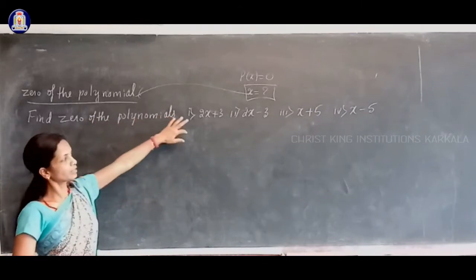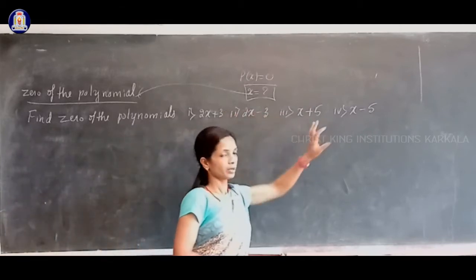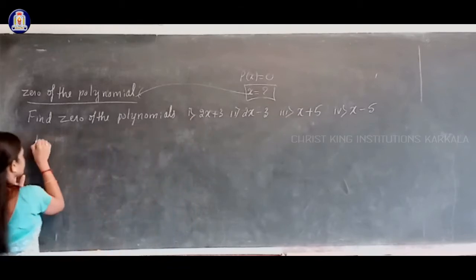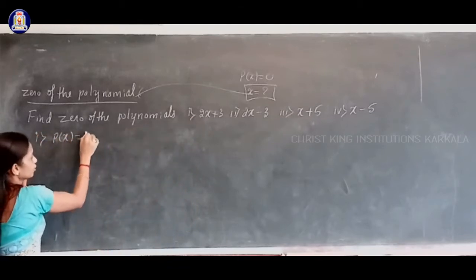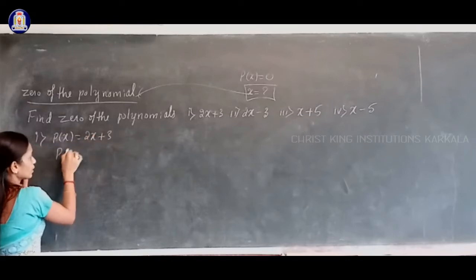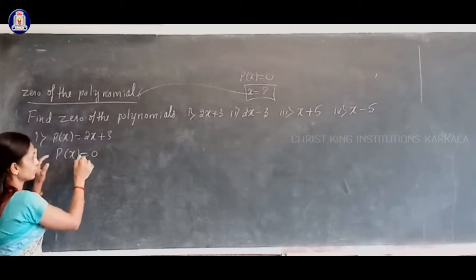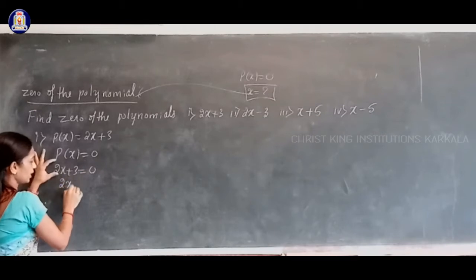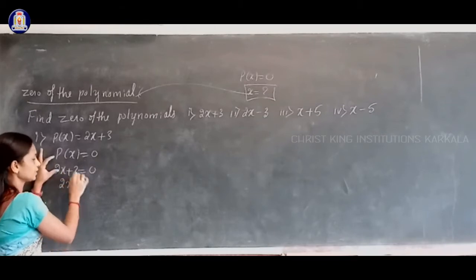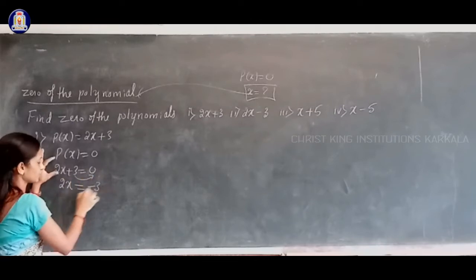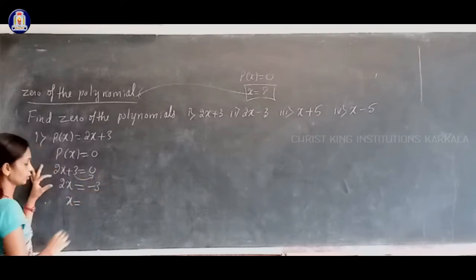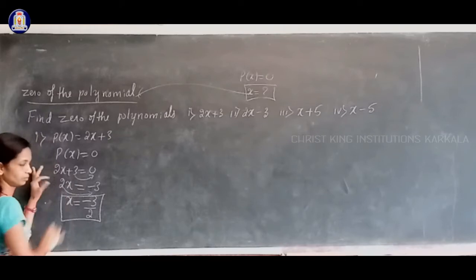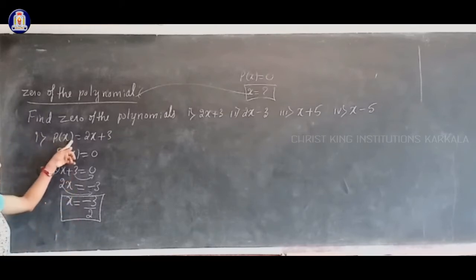Find the 0 of the polynomials: 2x plus 3, 2x minus 3, x plus 5 and x minus 5. I will take these polynomials as p of x. So first one, p of x is equal to 2x plus 3. P of x is equal to 0, with this you have to start. So 2x plus 3 is equal to 0. Now you keep only the x term on the left side: 2x on the left, plus 3 you send to the other side as minus 3. So x is equal to minus 3 by 2. That is the 0 of this polynomial.